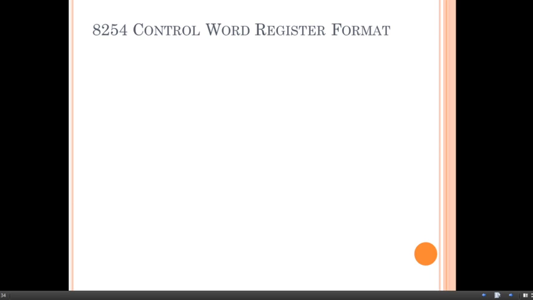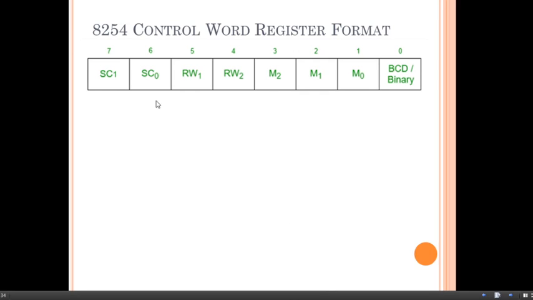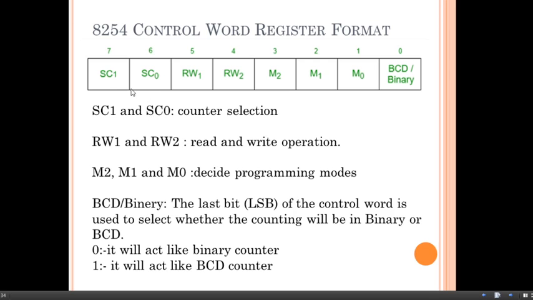So, first point is 8254 control word register format. A total 8-bit control word register is available in 8254 and the format is represented here. The 6th and 7th bits are select counter bits, that are SC0 and SC1. These bits are used for counter selection. Then the 4th and 5th bits are RW2 and RW1. These are read and write operation bits, or we can also call them read or load bits.